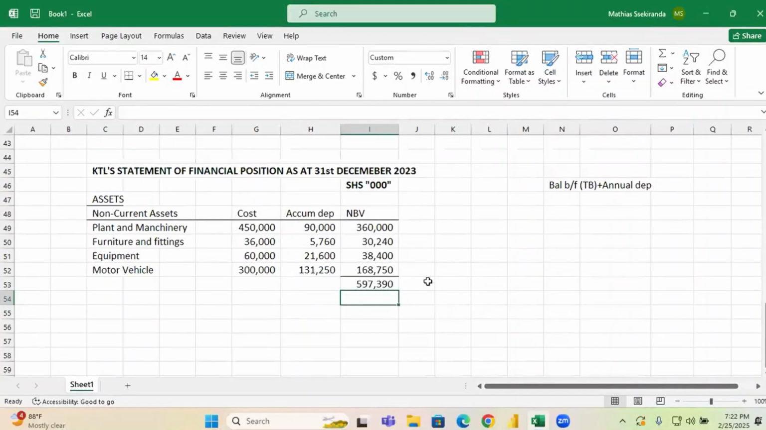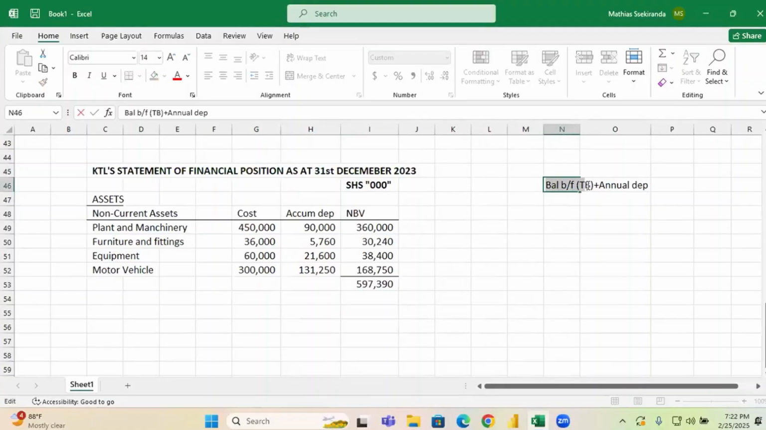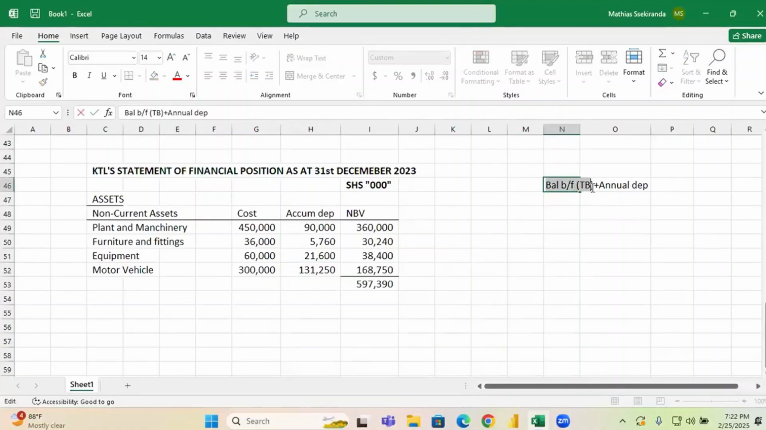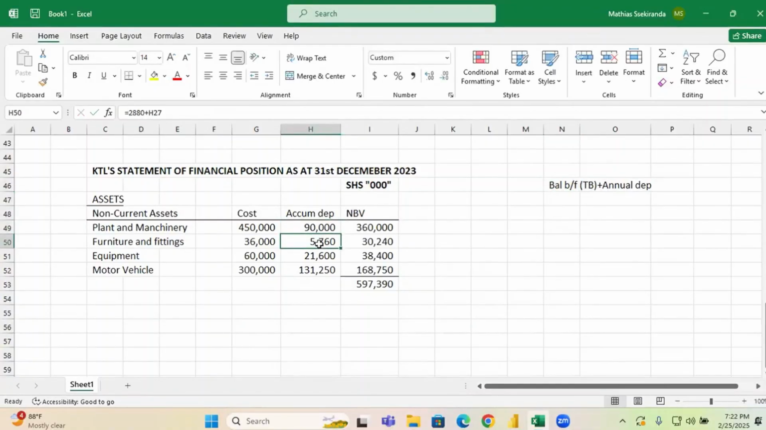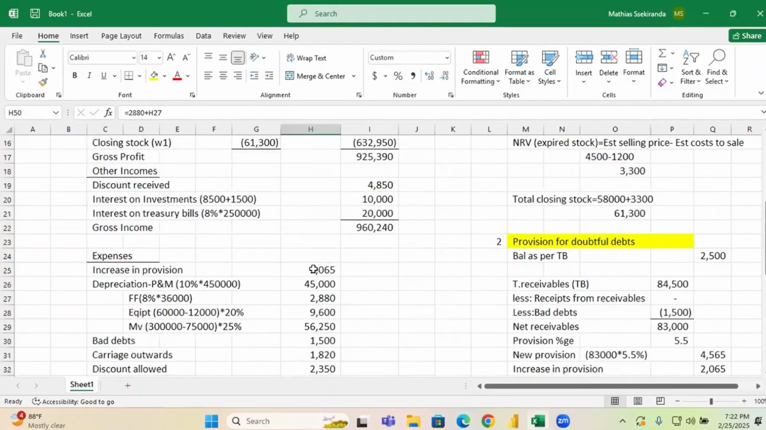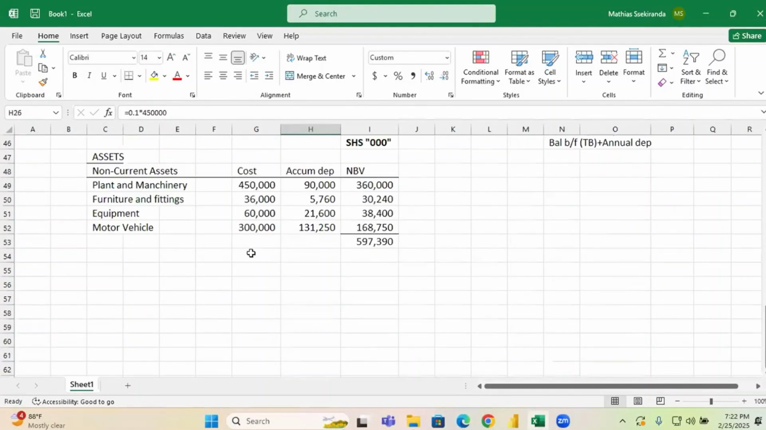The other number we did last week didn't have balances brought forward for accumulated depreciation. Therefore, we only took annual depreciation as our accumulated depreciation as at year end. So you just take annual depreciation as your accumulated depreciation. But where you have balances of accumulated depreciation or provision for depreciation, bring that balance and add on the annual depreciation that you computed in your profit or loss.